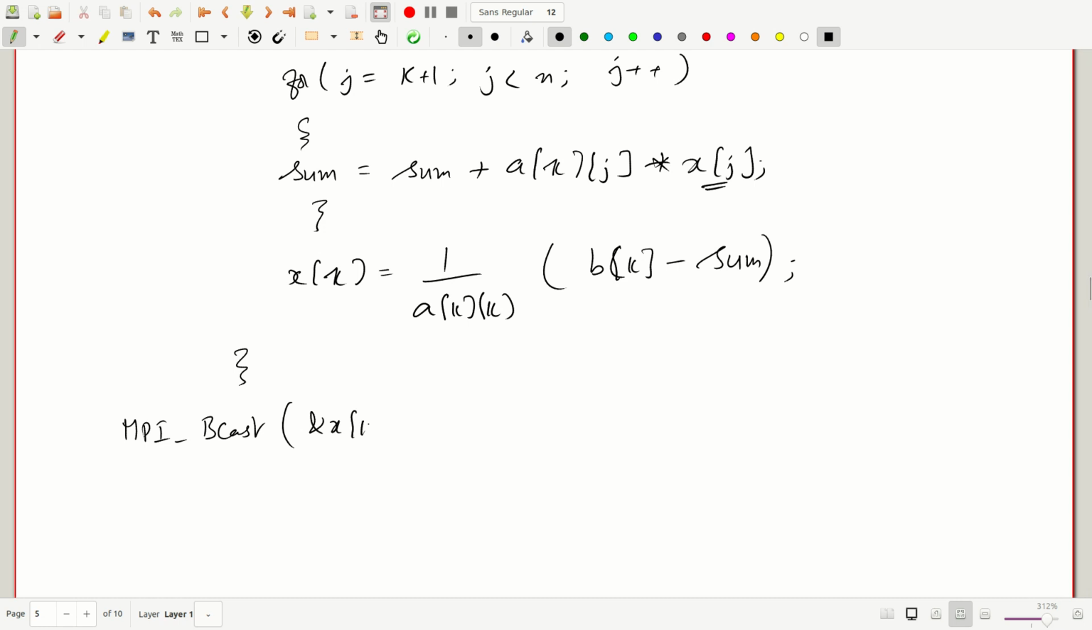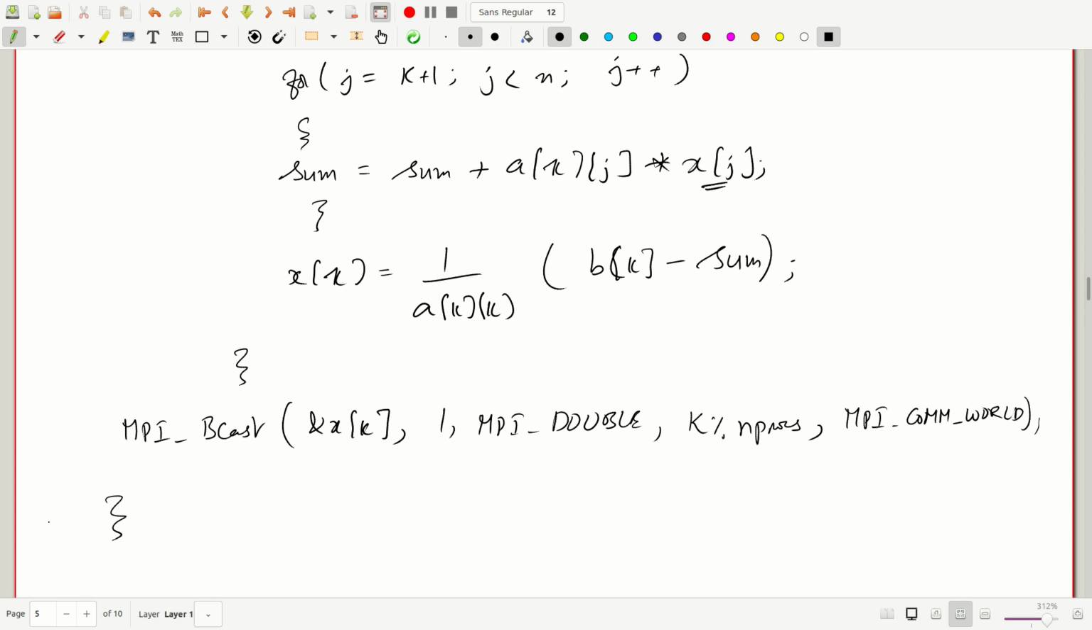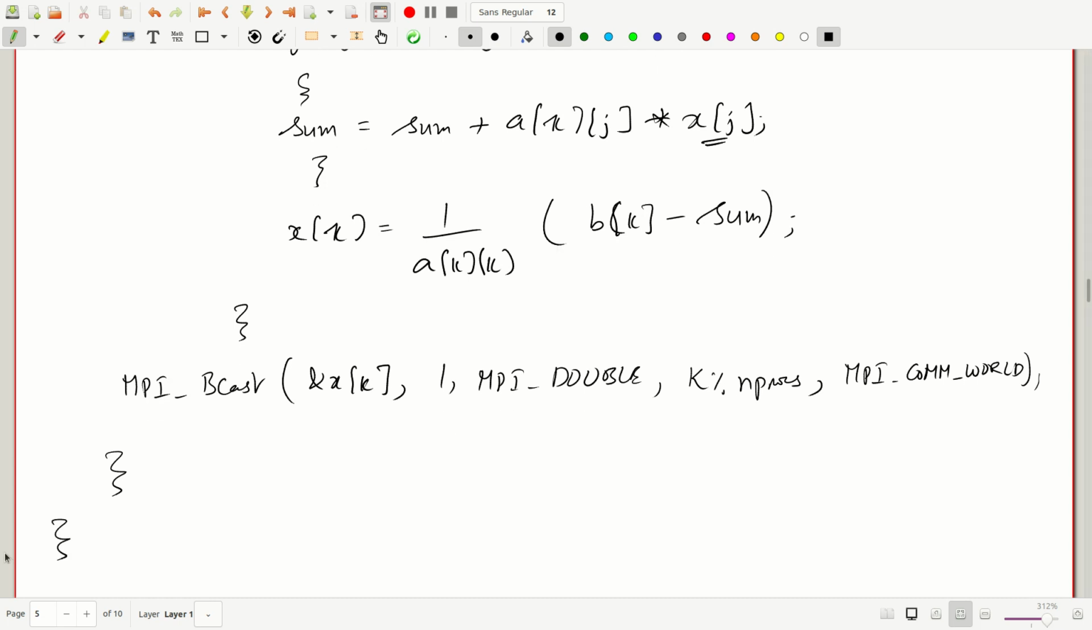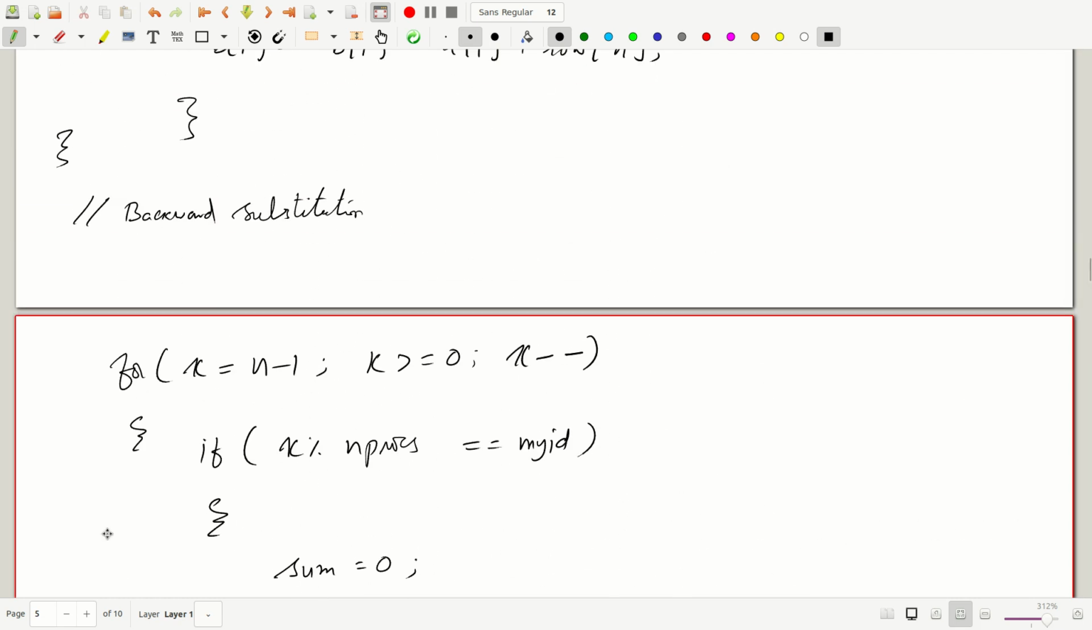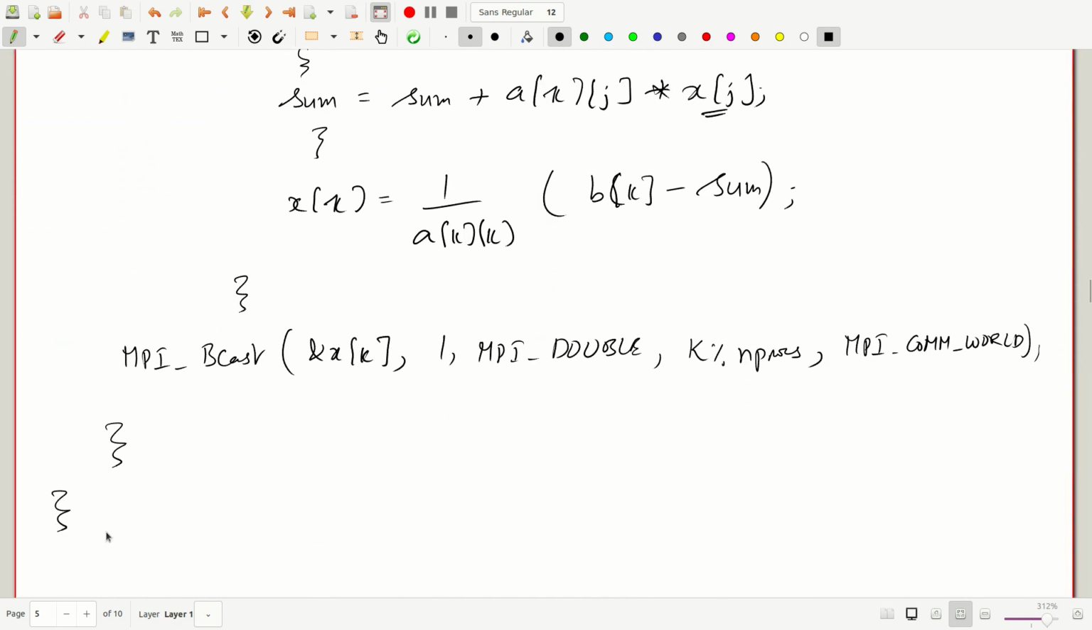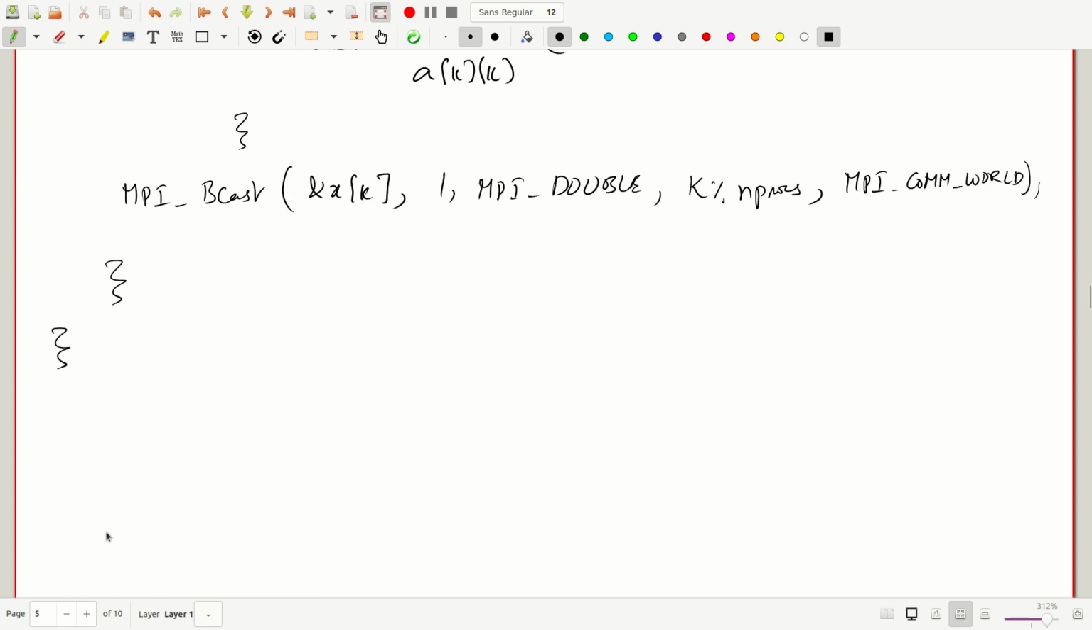So we broadcast x of k, which is basically one value of MPI double, and then who has to send this? The k percent n procs processor has to send this, and the communicator is MPI_COMM_WORLD. Okay, fine. That's the end of backward substitution and the end of the function Gauss Seidel. So that's how we can implement Gaussian elimination using forward elimination and backward substitution. We have used a row cyclic implementation.